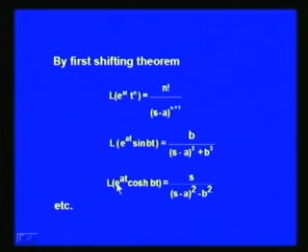And similarly, Laplace transform of e to the power a t into cos hyperbolic b t is equal to s minus a over s minus a whole square minus b square, because we know that Laplace transform of cos hyperbolic b t is s over s square minus b square. So, by using first shifting theorem, the Laplace transform of e to the power a t cos hyperbolic b t will be obtained by replacing s by s minus a in the Laplace transform of cos hyperbolic b t.